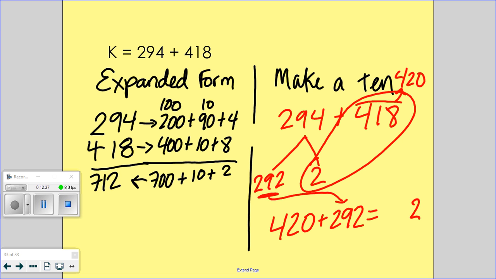2 plus 0, 2. 9 plus 2 is 11. Squish in 11? No. I'm going to put my extra one over there. I have 110 left over. 400 plus 200 plus 100. I know I'm right because this matches what I got the first time. Questions. Caps on markers.